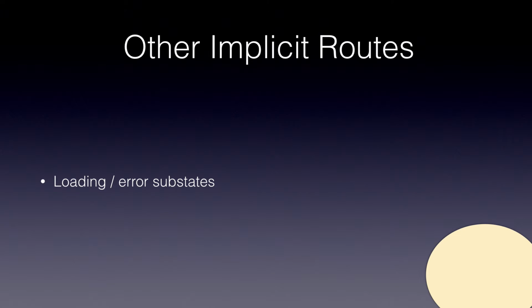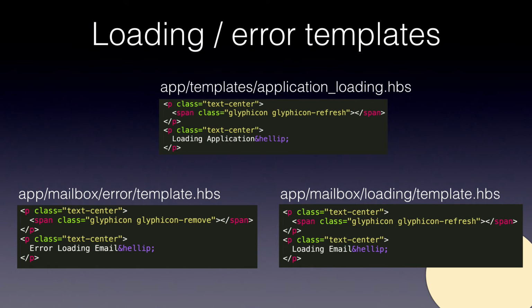While we're talking about implicit routes, I'm just going to take an aside into other implicit routes which you get, which is loading and error substates. All of your routes that are parent routes also have a loading substate and an error substate. This is really useful to make your UI a bit more professional and make it handle the realistic failure scenarios and slowness scenarios that the web throws at you. So let's add in these templates. I'm going to add an application loading template. It just says loading and it's got a refresh spinner icon. But I'm also adding the nested templates for mailbox error and mailbox loading.